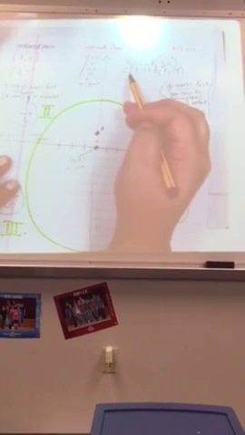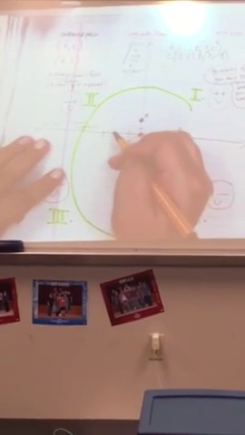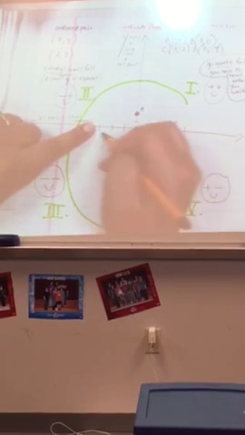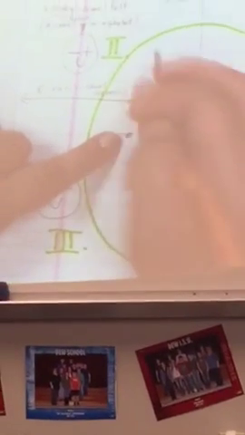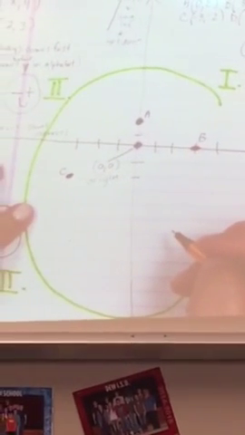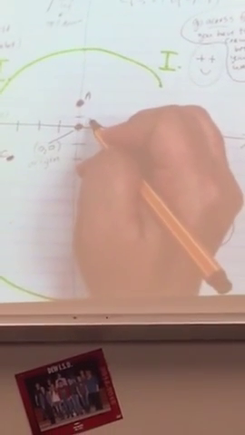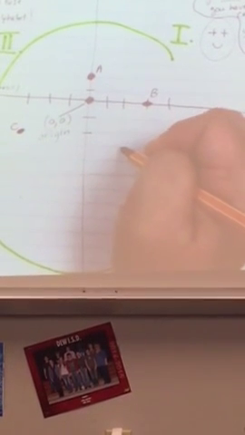So on C, (-3, -2), I'm going to go over negative 3, 1, 2, 3, and then from that point, I'm going to go down 1, 2. So (-3, -2), or point C, would be there. And point D is (2, -4). So I'm going to go over 2, 1, 2, and then down 4, 1, 2, 3, 4. And this would be point D.